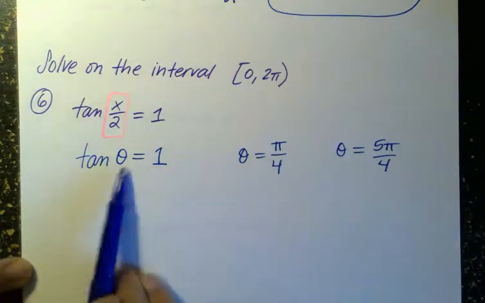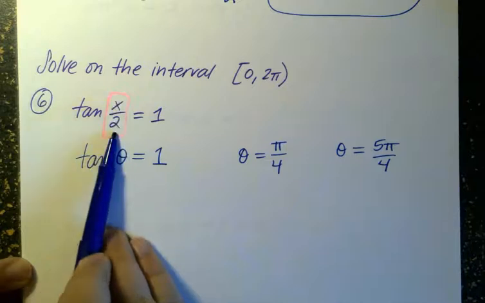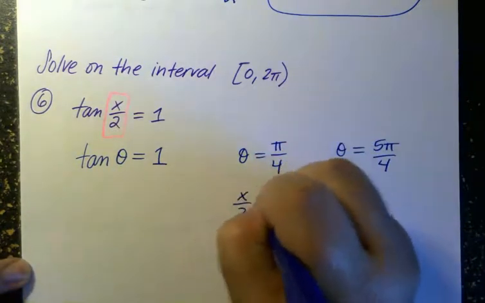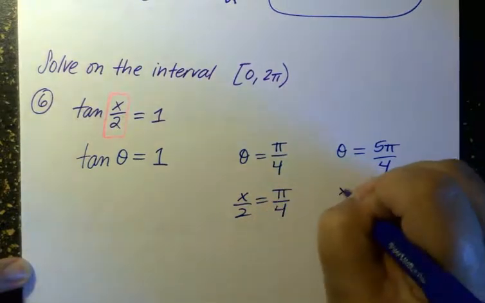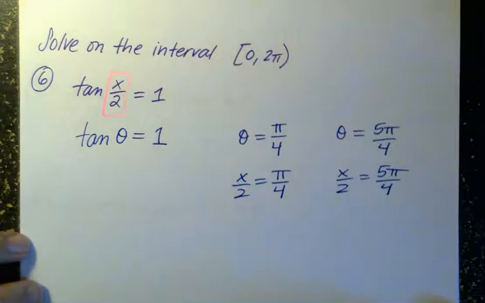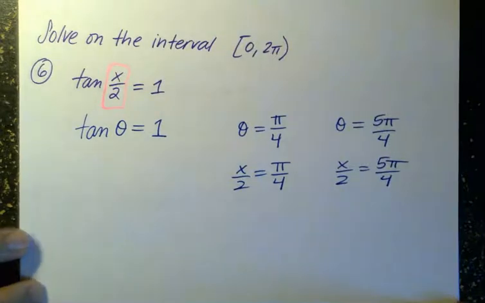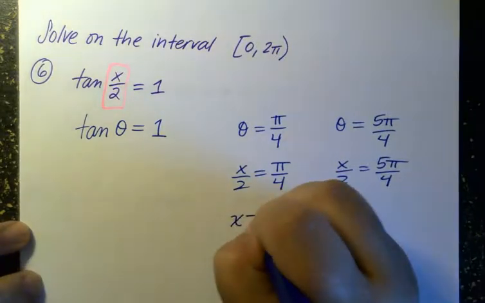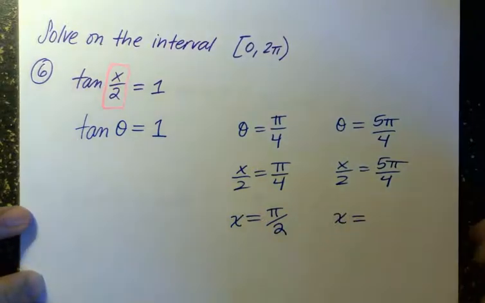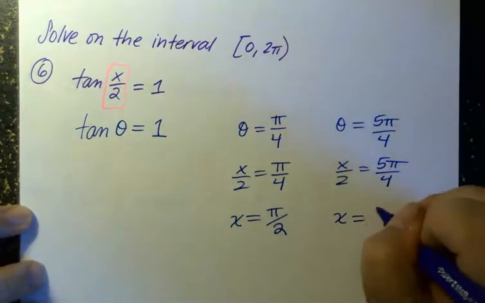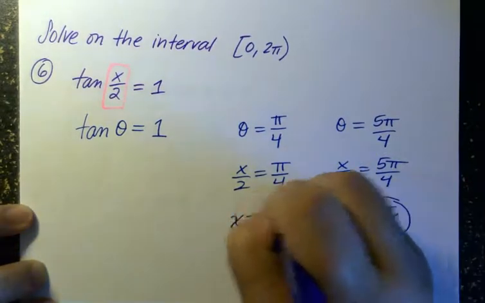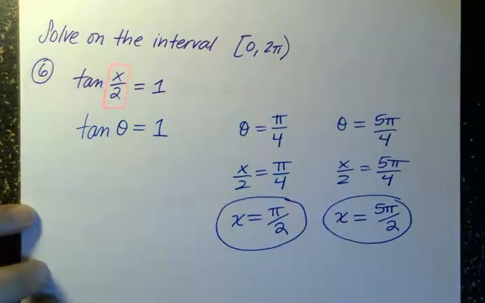Now, that's what theta is, but we were asked what x is, and x over 2 is equal to theta. So I'm going to say x over 2 equals this. x over 2 equals this. And then cross multiply to solve, which really in this case is multiplying both sides by 2. So I get x equals pi over 2, and here I get x equals 10 pi over 4, which is 5 pi over 2. And those are my values.